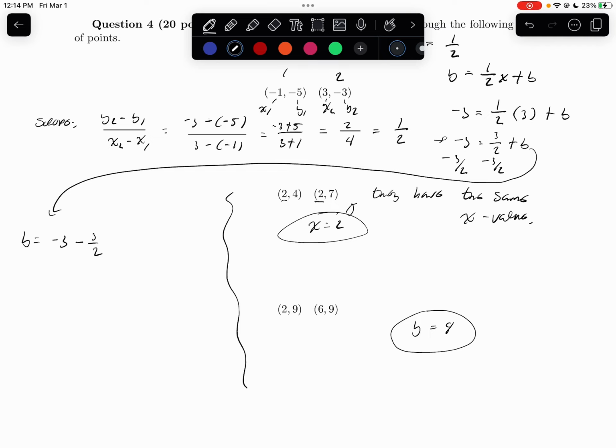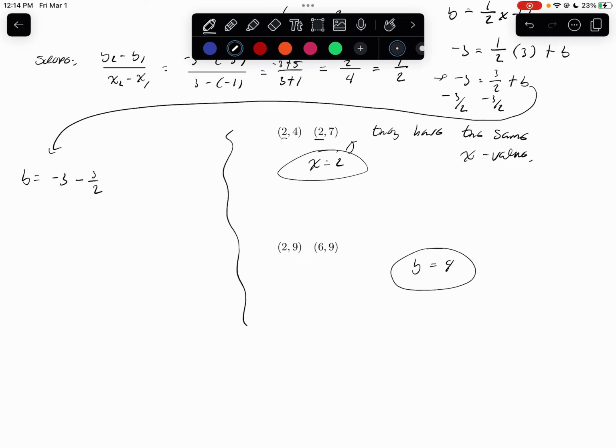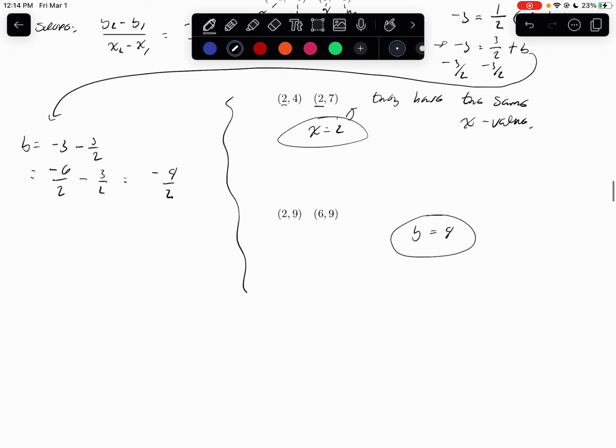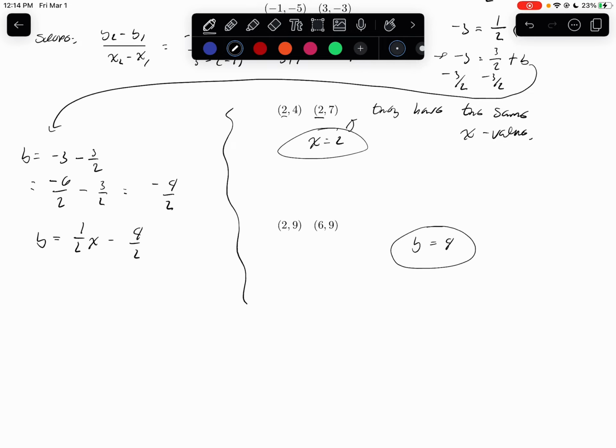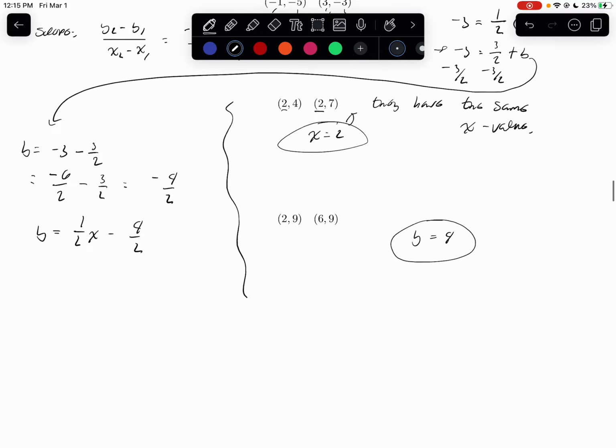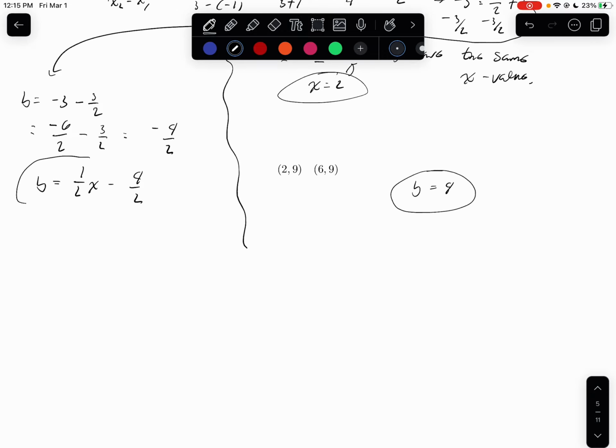So to solve this, let's go ahead and write negative 3 as a fraction over 2. So this is actually negative 6 over 2 because this reduces to negative 3. So negative 6 over 2 minus 3 over 2, okay, which is going to give us negative 9 over 2. Okay, so b is equal to negative 9 over 2, and therefore the form of our line is actually going to be y equals 1/2 x minus 9 over 2. Okay. So there we go. There's a correction. This should be the correct answer here.